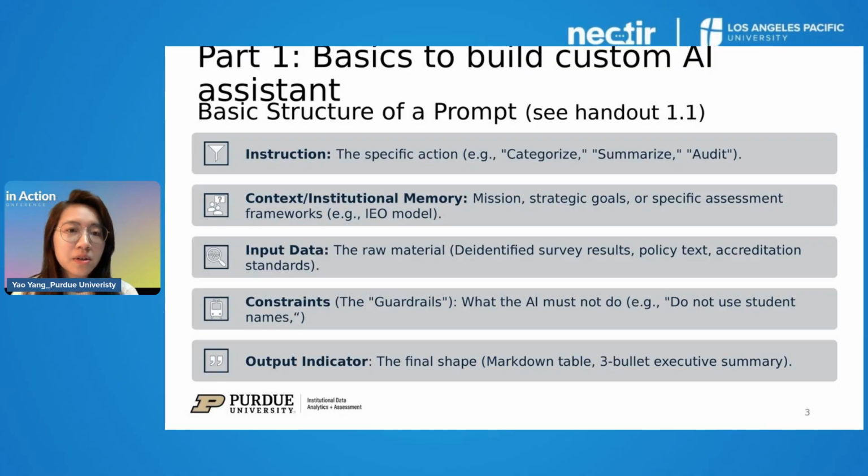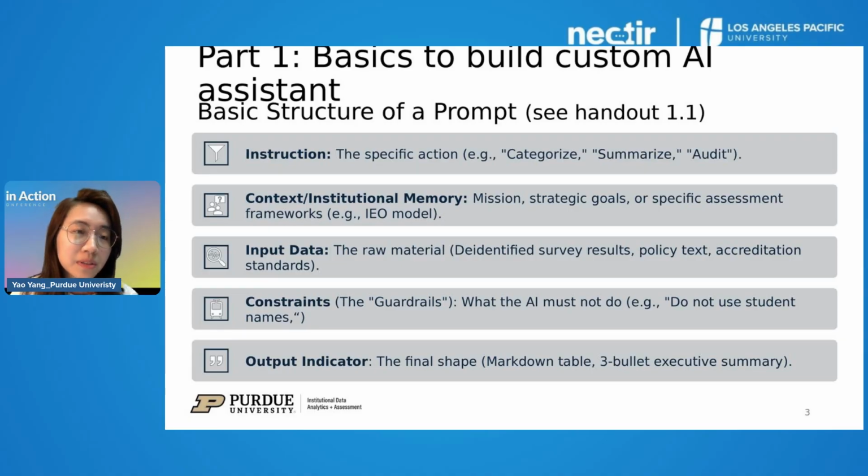The third important component is the input data. This is the actual material you give to the AI, such as examples of past reports, survey results, policy documents from your institution, or any documents you feel are important for your AI assistant to know.